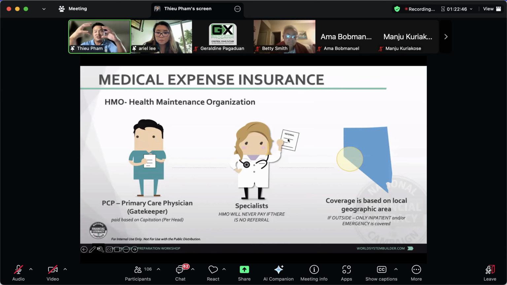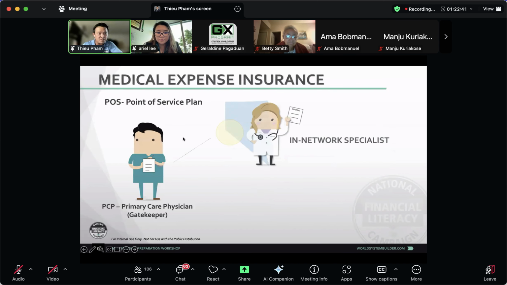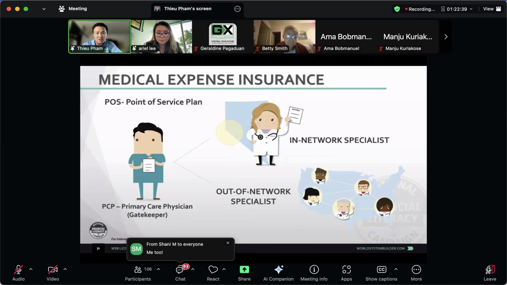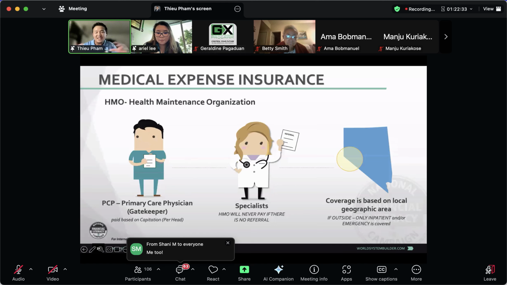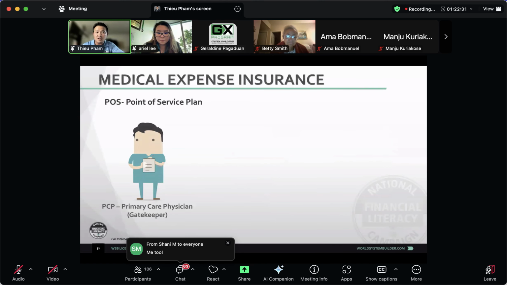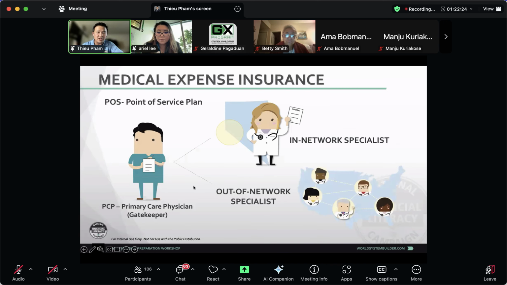Only in certain areas. Okay, and then there's another type called point of service plan. The difference here is that you can go to an out-of-network specialist. Earlier, with an HMO, you can only go within Kaiser, for example. Here, you have to go through a network specialist, but you can also get access to an out-of-network specialist. Okay, so both of them have a primary care physician who is a gatekeeper.